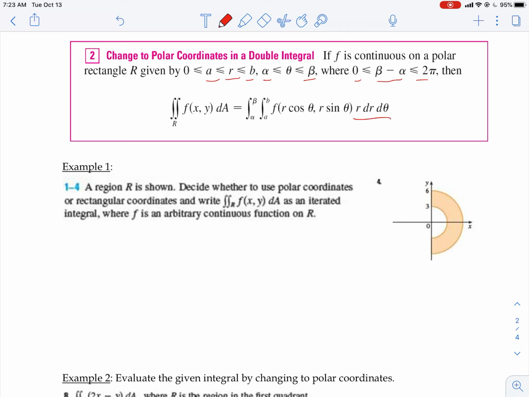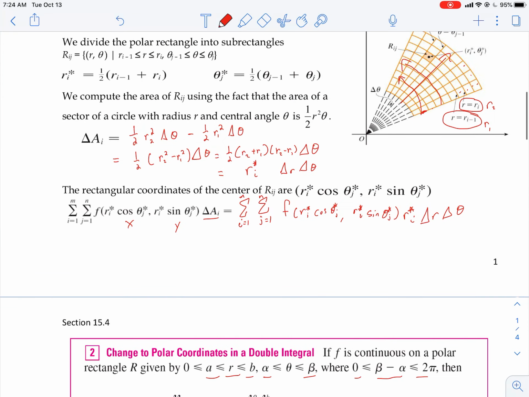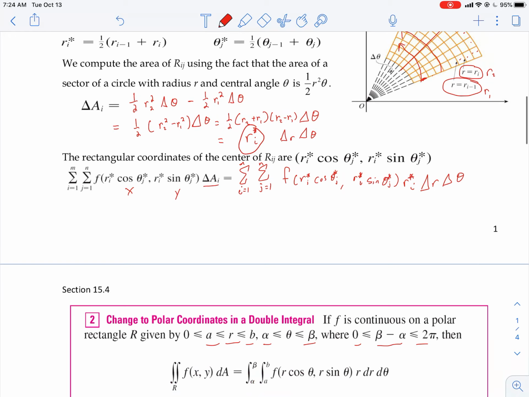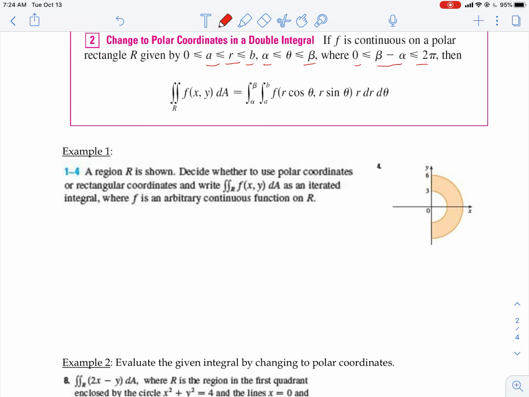Notice r dr d theta. So when we change to polar coordinates, we have to add in this r. Again, that r was brought to you from when we were doing the area of a sector. We had that extra r there, so we have to add in that r. The best way to see it is to do a proof, and we're going to use the Jacobian to do that, but you don't know what the Jacobian is, and we'll get to that later. Next week, I think we'll talk about the Jacobian. If not, we'll get there the week after.